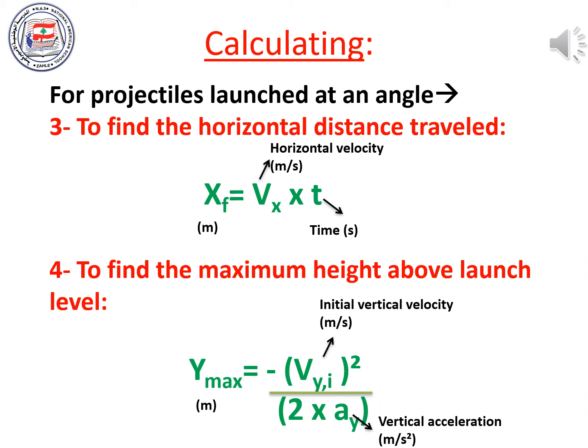Number 4, to find the maximum height above launch level, in order to find the maximum height that the projectile reaches, we use the second equation that you see in front of you. Ymax, measured in meters because it is distance or height, is equal to negative Vyi squared, which is the initial vertical velocity measured in meters per second, over 2 times Ay, which is the vertical acceleration measured in meters per second squared.